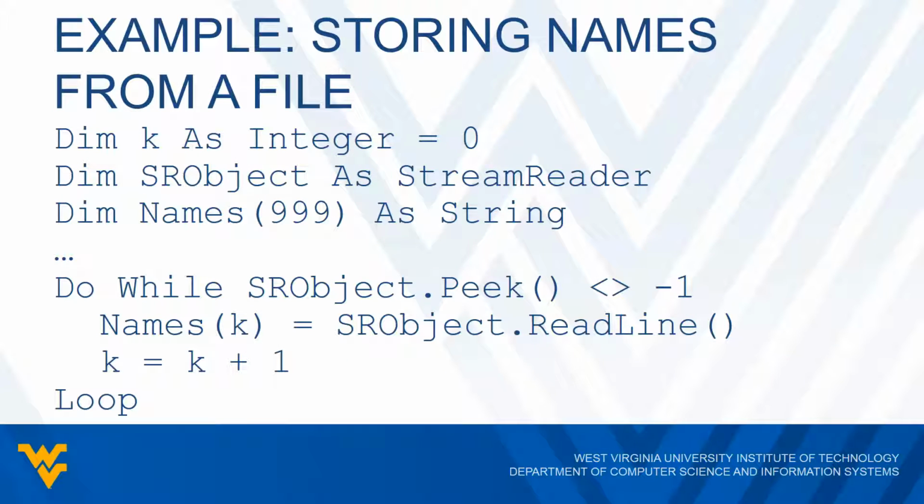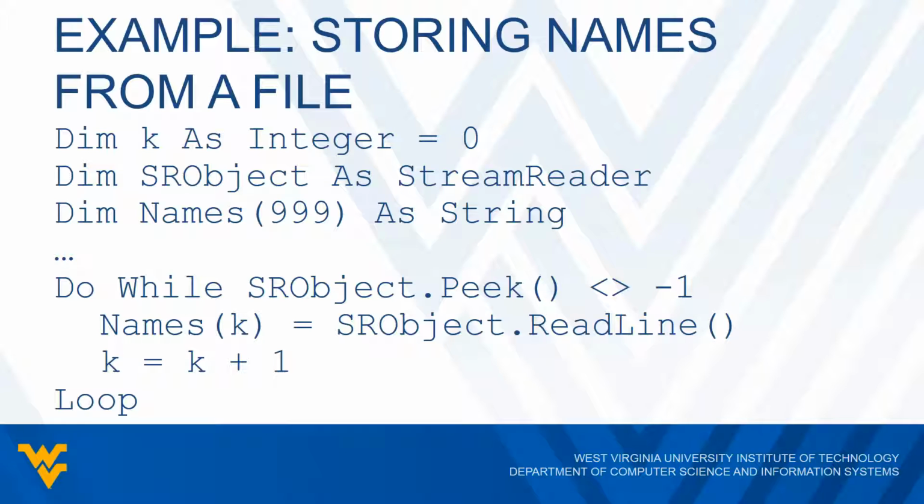We'll do one more example for now. In this case, what we're going to do is we will store names from a file. So remember before we were talking about how to read contents from a file. So the way we're going to do this is we'll first declare a variable k as an integer, and this is going to serve as an index for the array that we're going to use in a little bit. We're going to have sr object be our stream reader object. Now, we'll assume that this will be initialized to a new object of stream reader. Right now, we just have the variable.